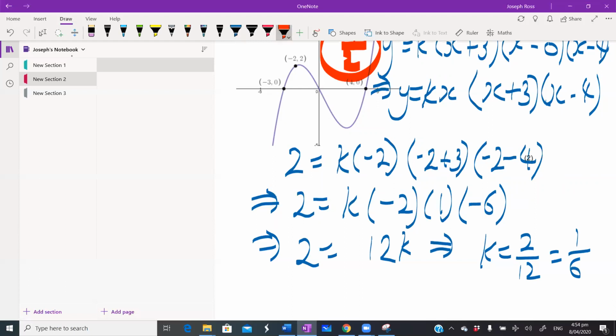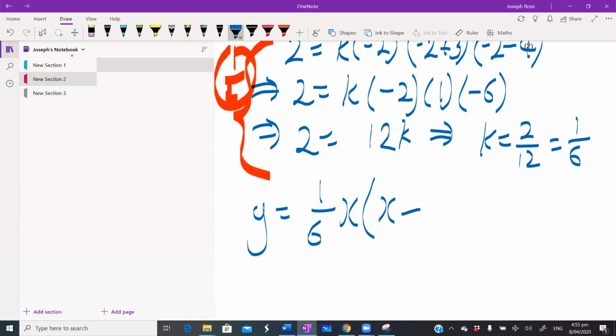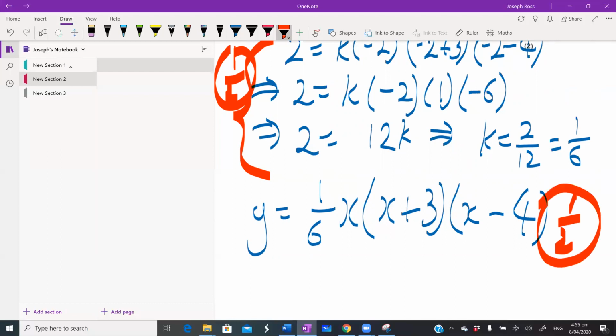Okay, so we get half a mark for the process used to find the value of k, and the final half mark is going to be for writing out the final equation. Your final equation is y equals k, which is 1 over 6, multiplied by x multiplied by (x plus 3) and multiplied by (x minus 4). So that's your final equation, and for getting that final equation correct, that will be the last half mark on this question.